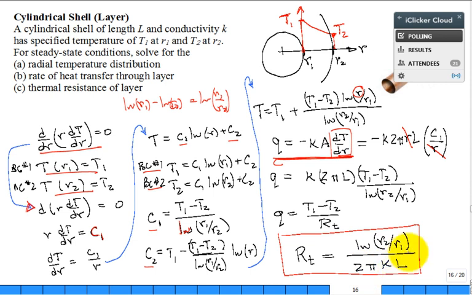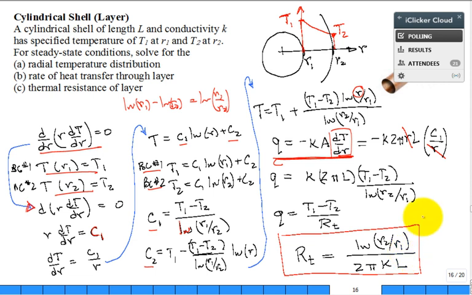You can memorize that. It'll flow off your tongue pretty easy after a few times. L over Ka, and then here, natural log of the outer radius, the larger radius, divided by the inner radius, the small one. The outer radius, R2, divided by the inner radius, R1. That's going to be a number greater than 1.